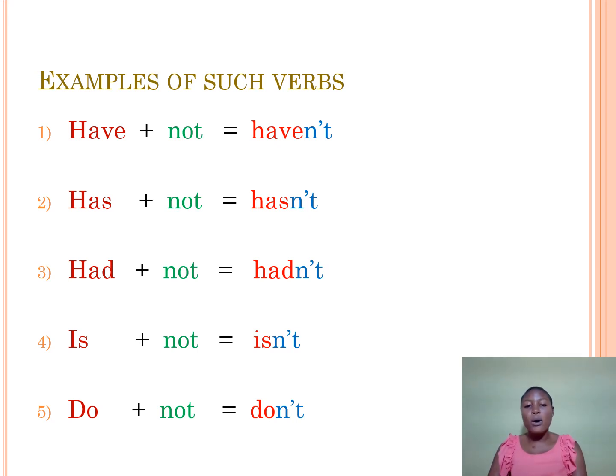So it is the O that has been taken off and replaced with an apostrophe. So we have haven't. Number 2, hasn't. 3, hadn't. 4, isn't. And then 5, don't.